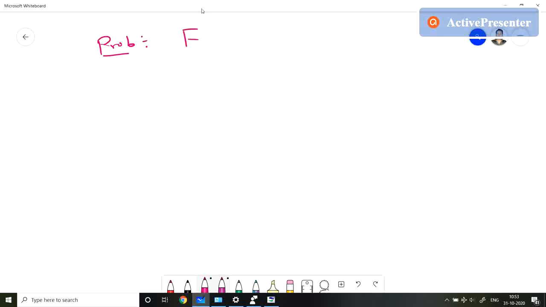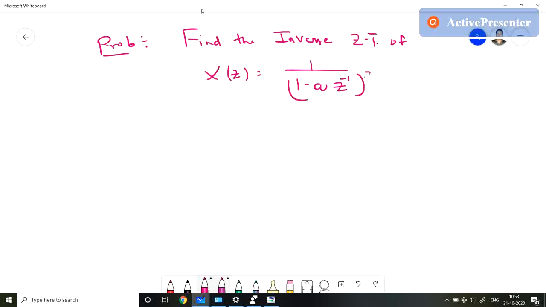So find the inverse Z transform of X(z) equals 1 divided by (1 minus a z raised to the power minus 1) whole square, and it is given that the modulus of z is greater than modulus of a. So we need to find the inverse Z transform of this. So how to solve this problem?